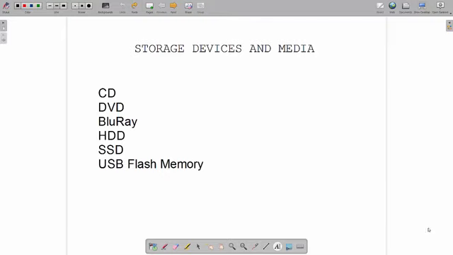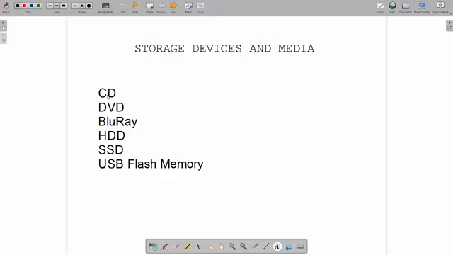In this video, we're going to have a look at the storage devices and media section of the IGCSE Computer Science syllabus. The difference between a storage device and media is that a device is something that you can do things with, basically. So it has some sort of moving parts, so you can control it in some way. And media is something like a CD or a DVD or a Blu-ray.